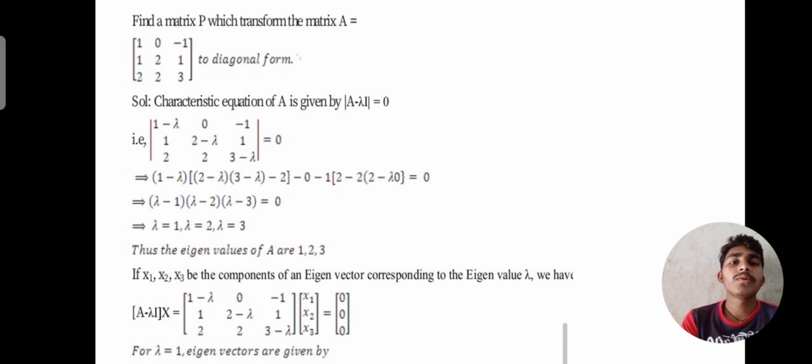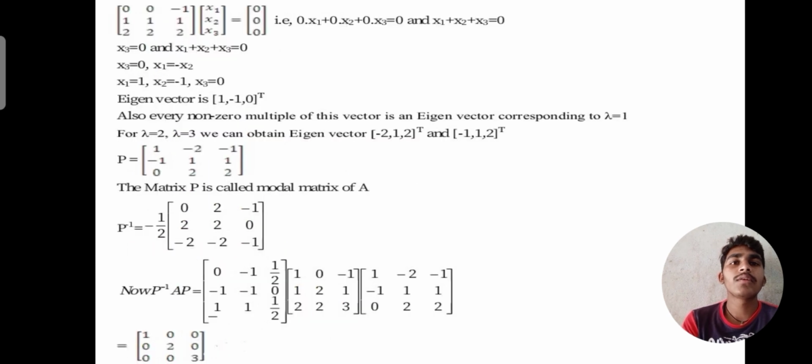If x1, x2, x3 are the components of an eigenvector corresponding to eigenvalue lambda, we have (A minus lambda I) x equal to 0. By solving, we get x1 equal to (1, -1, 0), x2 equal to (-2, 1, 2) and x3 equal to (-1, 1, 2). Then if we do P inverse AP, that is the diagonal matrix, we get diag(1, 2, 3).